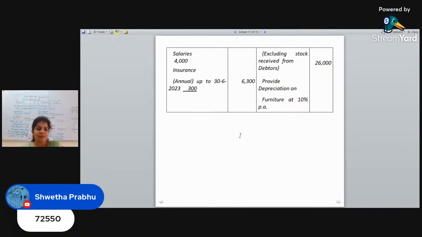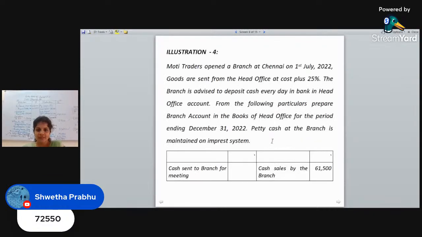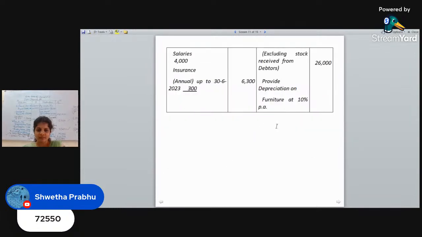In advance they have paid. When they have paid in advance, it becomes an asset. Understood? That 150 will be shown as by prepaid insurance for recording the closing assets. Understood? Does anyone have a doubt about this insurance? If not, I'll continue further.